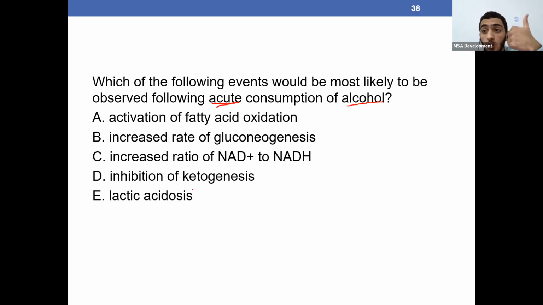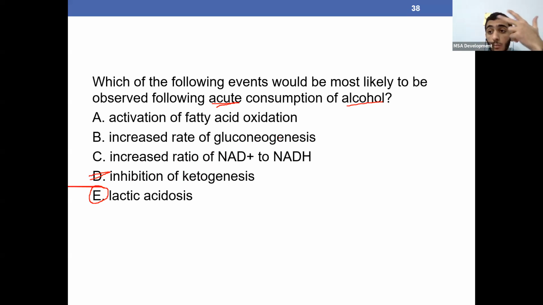The first one we said was ketoacidosis, the formation of the keto acids. Acetyl-CoA is going to be converted to the keto acids or the ketones. So there is more formation of ketones, so inhibition of ketogenesis is not the answer. The next one was lactic acidosis. The pyruvate cannot be converted to acetyl-CoA because we have too much acetyl-CoA already. Therefore, pyruvate is going to be converted to lactate, which is lactic acidosis. And this is the choice right here.